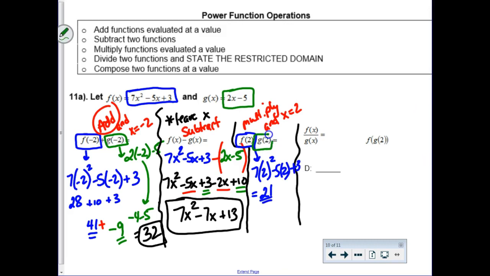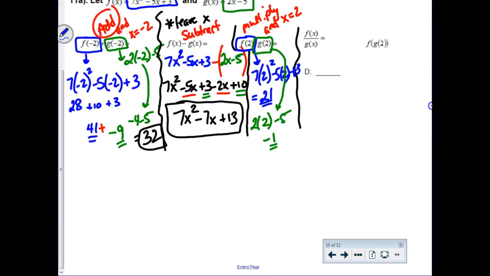I'm going to also figure out g of 2. I'll work down here. I really should have given you more space. I'm so sorry. All right, 2 times 2 minus 5. That's 4 minus 5, so that's negative 1. And then remember the task was multiply them together. So we have 21, and you're multiplying it by a negative 1. That's not really rocket science today. That's negative 21.